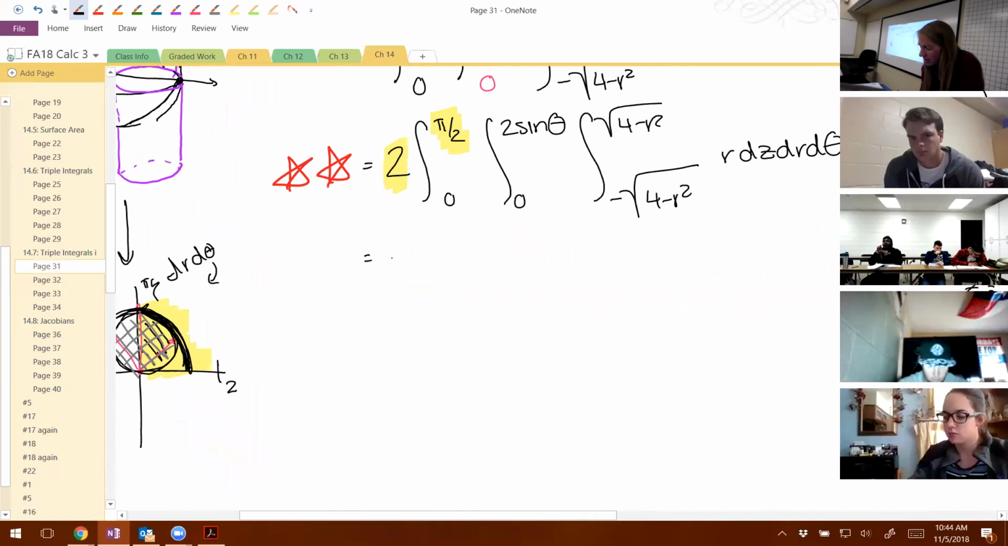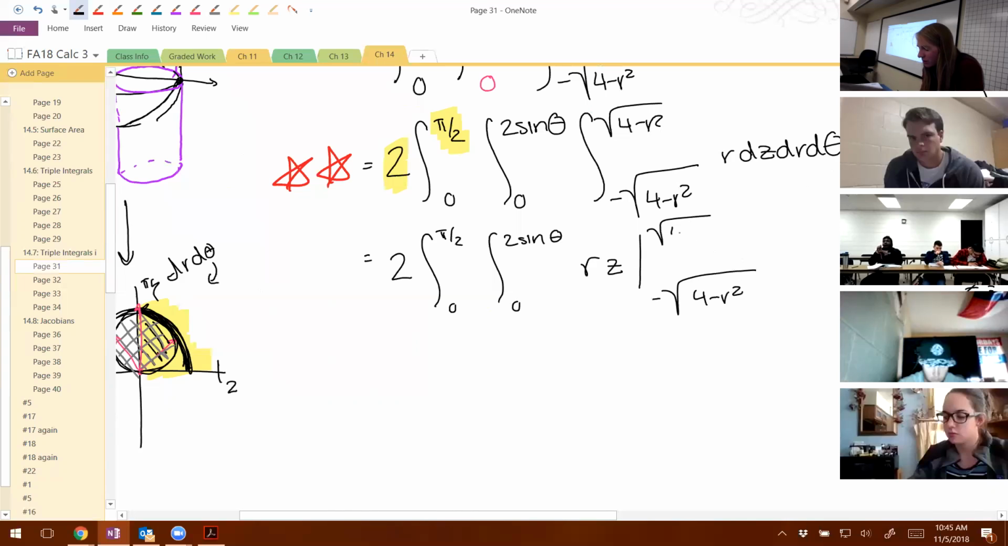Integral of r with respect to z. So let's copy down all this outer stuff. All right, integral of r with respect to z. Well, r is just a constant, so it hangs around, and so we're going to have r times z from negative square root to positive square root, and still the r.